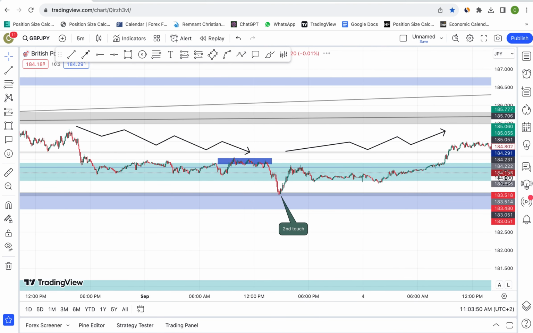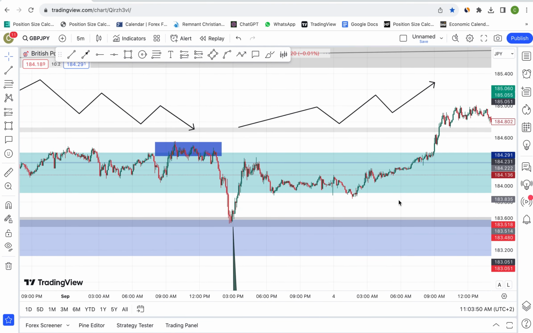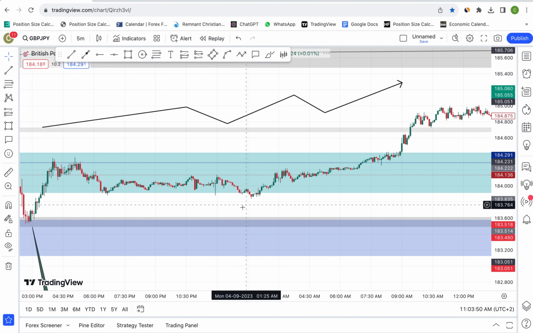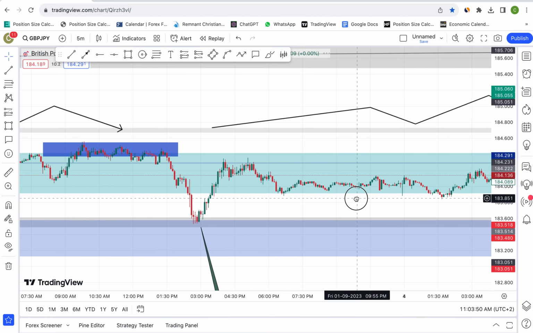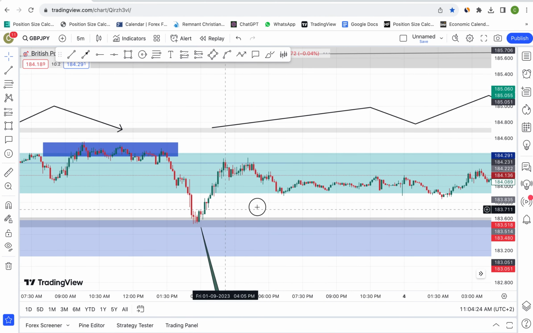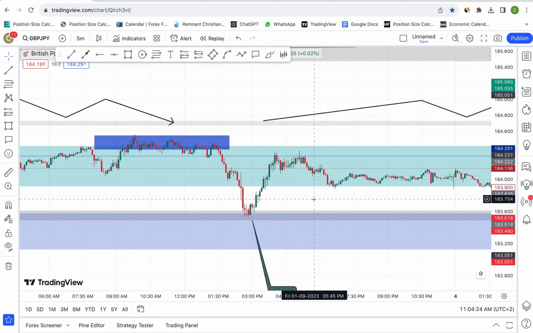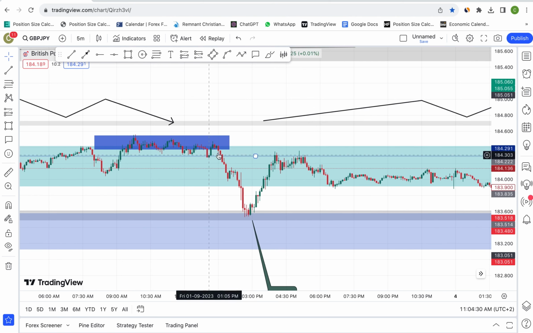So you can see it. You can see it on the 5 minutes. You can see it right here. You can see it on the 5 minutes right here. You can see where the trends change right here on these 5 minutes.